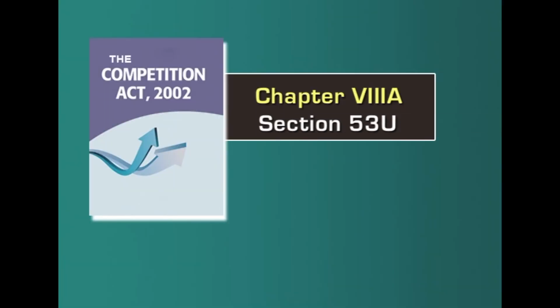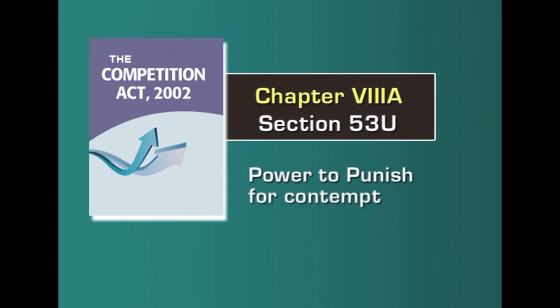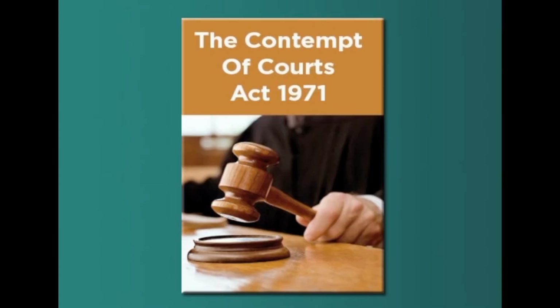There is a special power conferred upon the Competition Appellate Tribunal. This power is called the power of contempt. The power of contempt is discussed under section 53U. Section 53U provides the power of a contempt under the Contempt of Courts Act of 1971, recognizes the Competition Appellate Tribunal as in par with the High Court, and the provisions of the Contempt of Courts Act 1971 would apply to the Competition Appellate Tribunal.